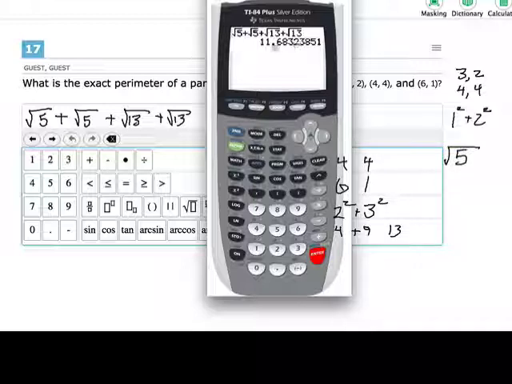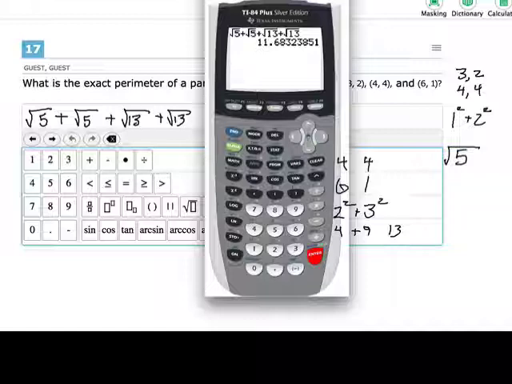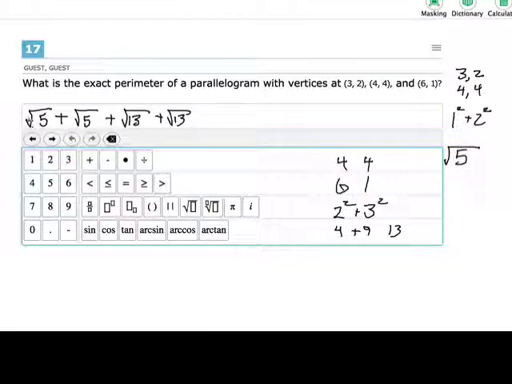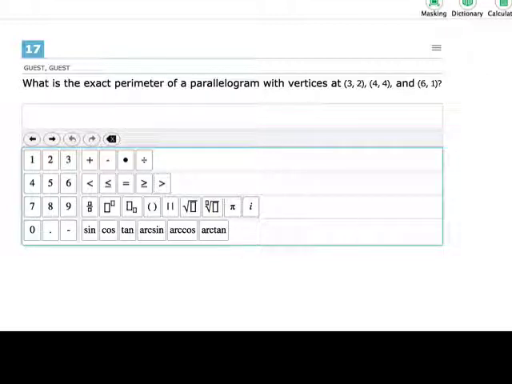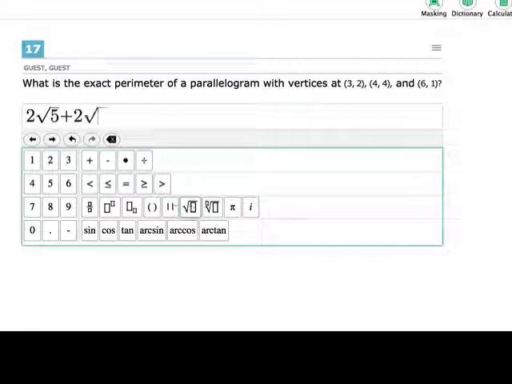11.6832 and so on. Now we see here that it goes on forever. Well, we don't need that. We can't use a decimal because it's going to round. But one thing we can do is we've got 2 of the square roots of 5 and 2 of the square roots of 13. So when we write it in, we can just say we have 2 square roots of 5 plus 2 square roots of 13. And that's your answer. That's all you have to do.